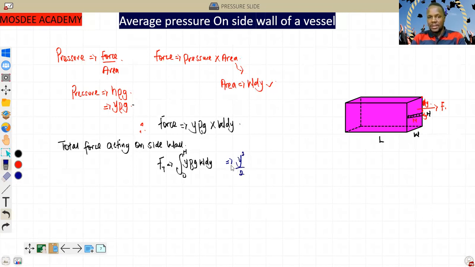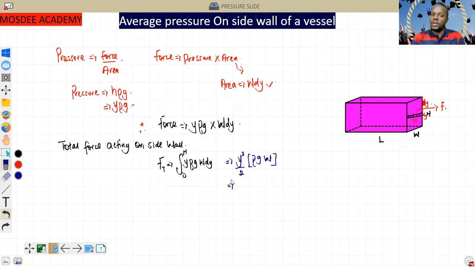Remember, every other parameter here, which are rho, g and W, remains constant. And we are taking the limit of this from 0 to h. What limit means is you subtract when y is equal to h, minus when y is equal to 0. Because we are taking it from 0 to h, we don't need to stress ourselves. When you take anything away from 0, it will still give you that thing.